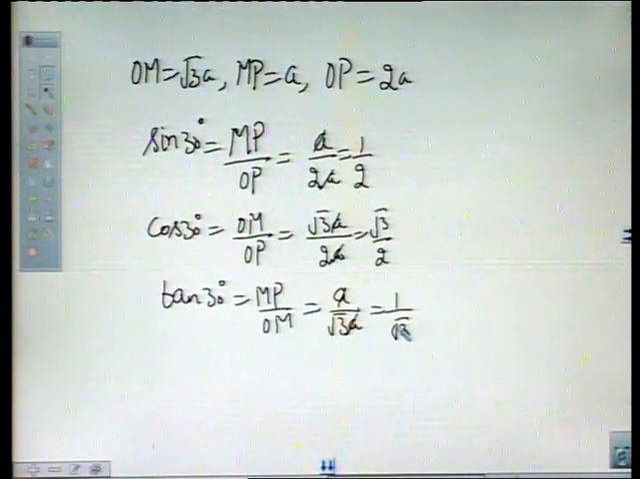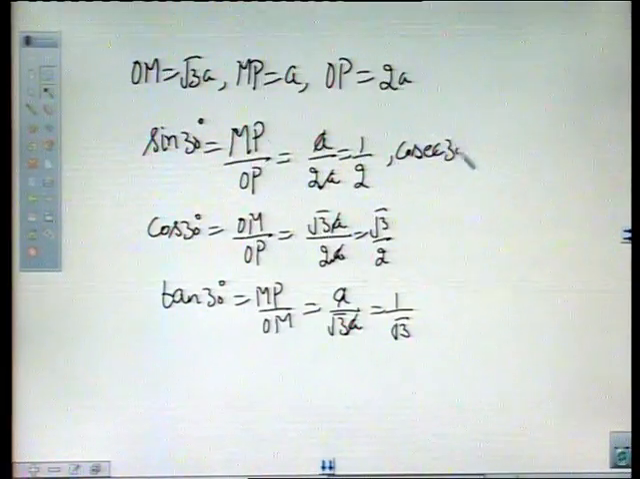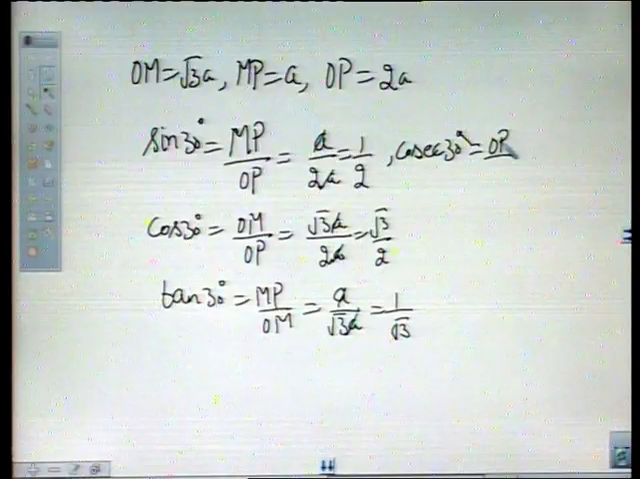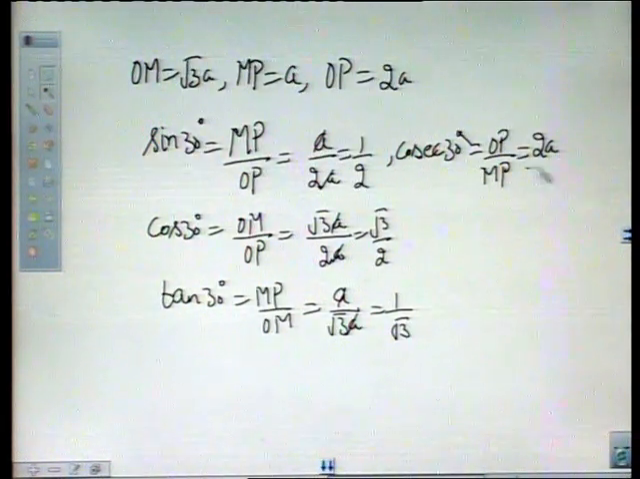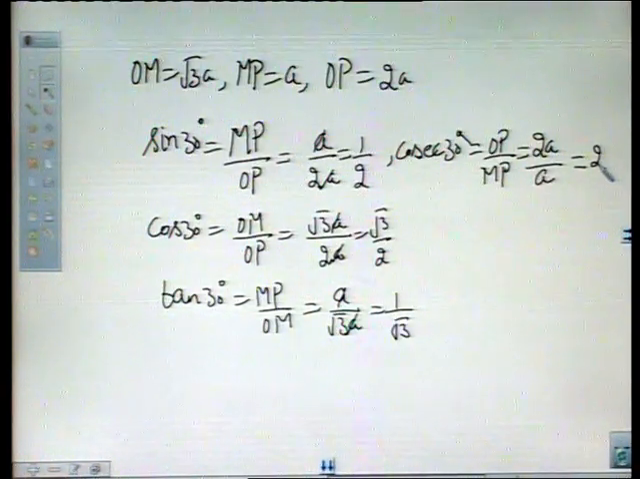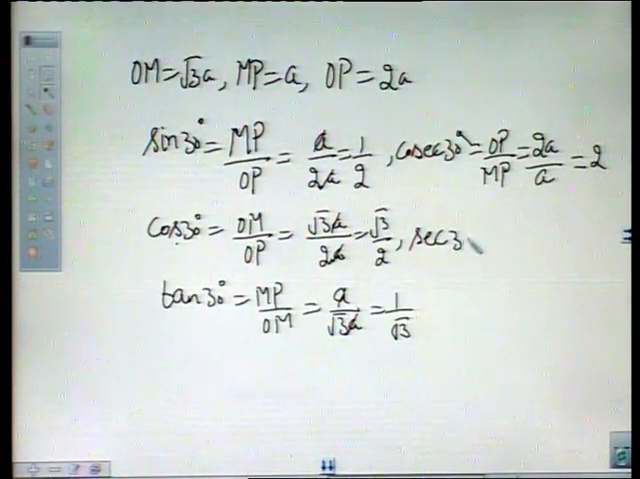Now we know the reciprocal of sine is cosecant 30. This is equal to OP over MP, and value of OP is 2a, whereas value of MP is a. It means we get the value of cosecant 30 as 2.